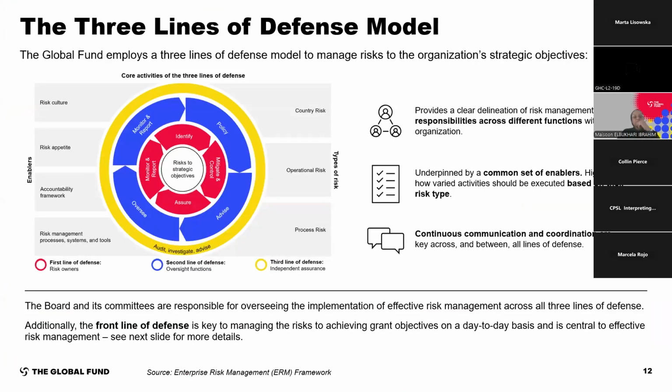The overall risk management architecture of the Global Fund is guided by two documents, the Risk Management Policy and the Enterprise Risk Management Framework. On the right side of this colorful circle, you will see three types of risks: the country risk, operational risk, and process risk. The process risk relates to the uncertainty in achieving the objectives of the Global Fund business processes. So it's more like an internal risk, could be linked to inadequate internal controls or weaknesses in how processes are handed over between different teams.